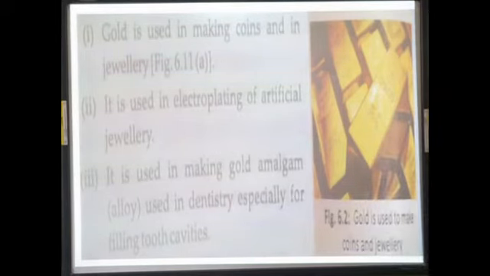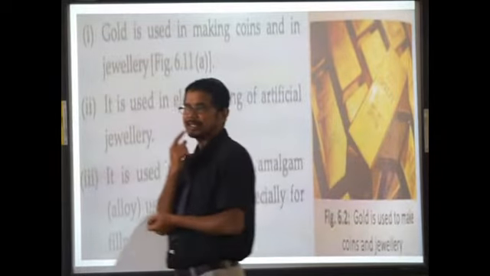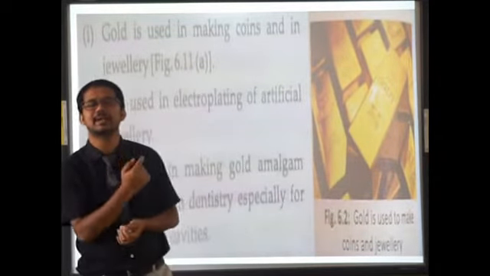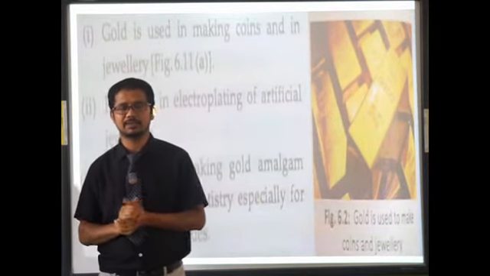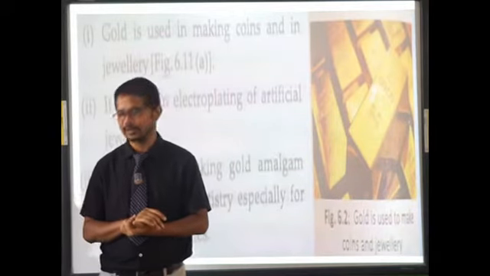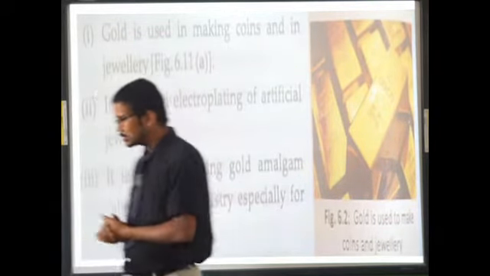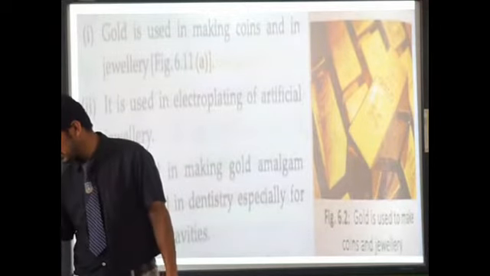So this gold amalgam is generally used in dentistry, especially for filling tooth cavities. Whenever there is a cavity in your tooth, it can be filled using gold amalgam, a mixture of gold and mercury. So it is used in dentistry for filling tooth cavities.